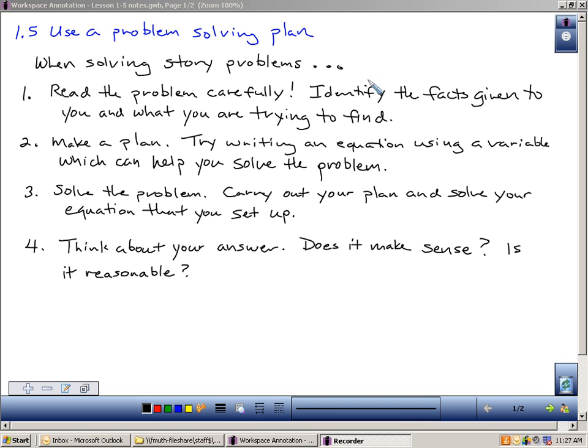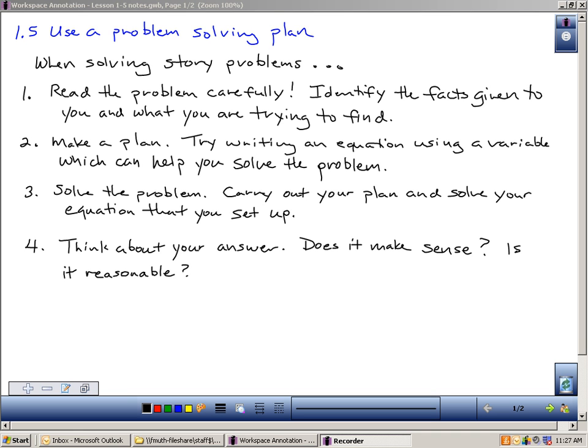There are some basic things though, and some of these might seem obvious, but they're not, based on how we attempt to do these problems sometimes. When you're solving story problems, first make sure you read the problem carefully, identify the facts that are given, and identify what you're trying to find. I've had so many times people come back to my desk and say, I don't get this. And okay, well, what are you being asked to find? And the person's like, well, I don't know. And I'm thinking, did you read the problem carefully? If you read the problem carefully, and you can all read, you can find what you're trying to find, and then you identify what you know.